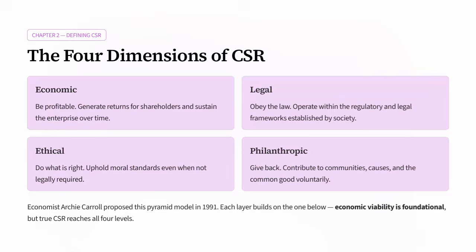Corporate social responsibility can be understood through 4 connected dimensions. Economic responsibility comes first. An organization must remain profitable and sustainable. Legal responsibility means meeting the laws and regulations society establishes. Ethical responsibility goes further, asking companies to do what is right even when the law does not require it. Finally, philanthropic responsibility involves voluntarily giving back to communities and supporting the common good. Archie Carroll's 1991 pyramid shows that these layers build on one another with economic viability as a foundation, but complete CSR reaching all 4 levels.